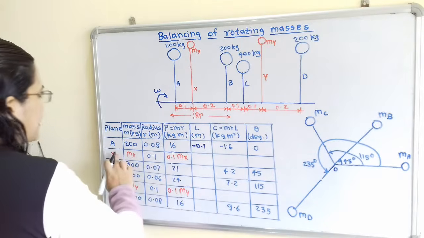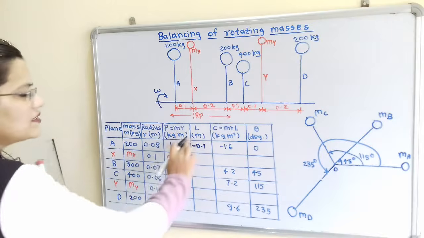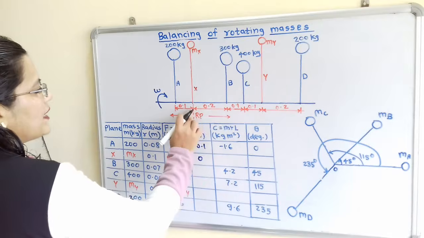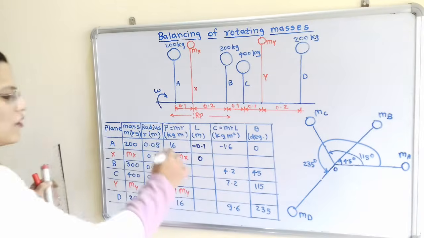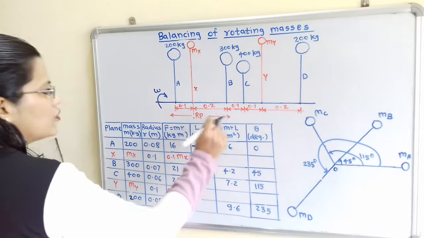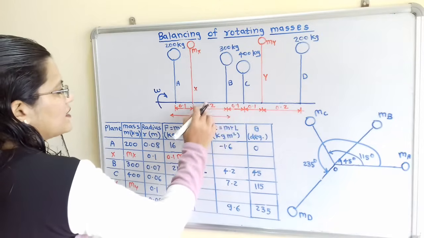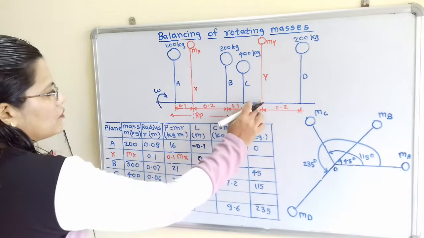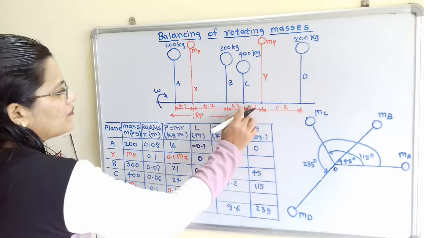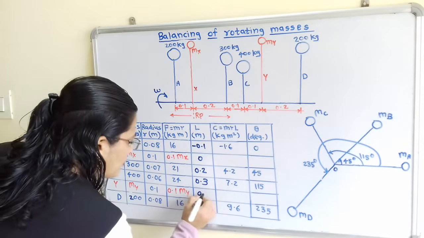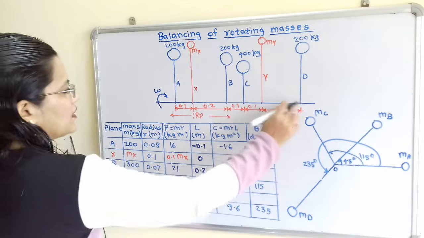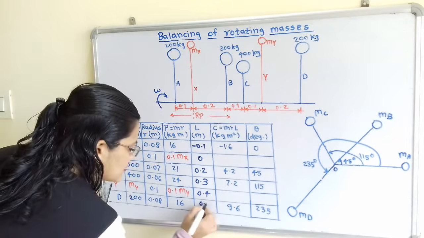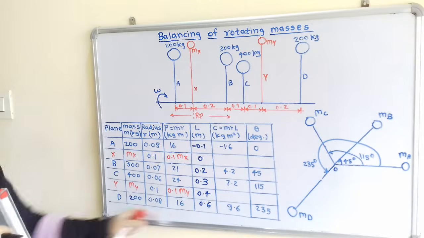Next one, X. The reference plane is at plane X, so we will take it as 0. Then next B. B is at a distance of 0.2 on the right hand side, so plus 0.2. Then next is C. C is 0.2 plus 0.1, that is 0.3. Then Y. Y is at 0.2 plus 0.1 plus 0.1, that is 0.4. And D. D is at 0.2 plus 0.2 plus 0.2, that is 0.6. So these are the values of L.